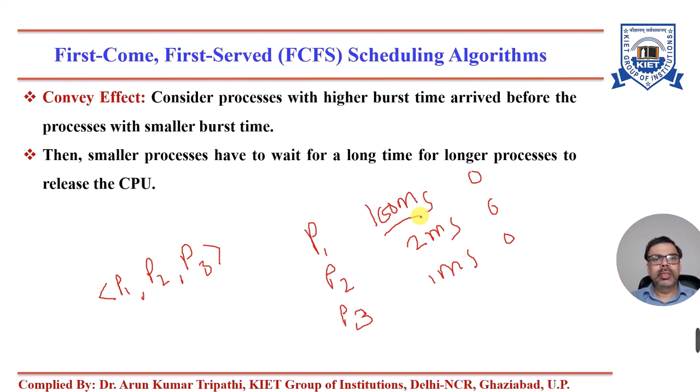So the convoy effect says that the smaller process has to wait longer in the FCFS algorithm. Consider a process with a higher burst time arriving before a process with a smaller burst time. The smaller process has to wait a longer time for the longer process to release the CPU. Until P1 releases the CPU, P2 and P3 have to wait. So this is one of the drawbacks of FCFS and it is known as the convoy effect.